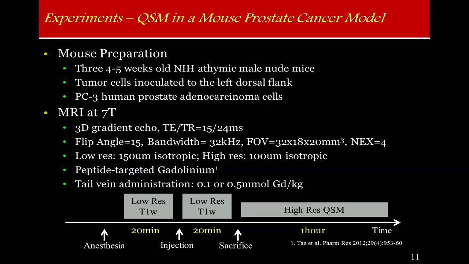Our imaging protocol is as follows. It consists of 2 low-resolution T1 weighted images immediately before and after the contrast agent injection to confirm the arrival of the contrast agent in the tumor. Although we say this is low resolution, just to remind you, it is actually at 150 micrometer isotropic resolution. After 20 minutes, immediately after the second T1 weighted scan, we sacrifice the mice and perform a high-resolution QSM scan with a resolution of 100 micron isotropic, and this scan takes about 1 hour.